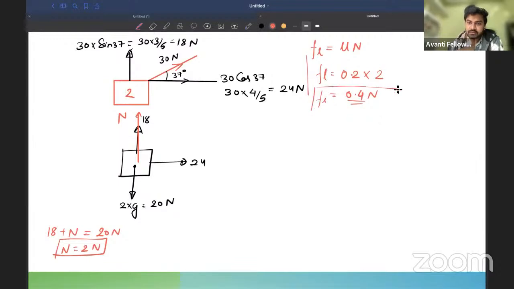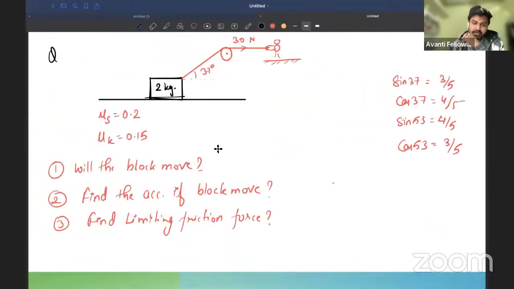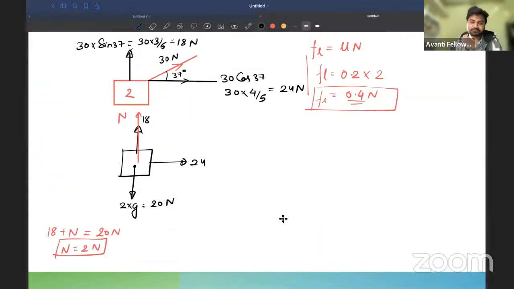FL. This is the limiting frictional force. If I talk about will this block move or not? So answer होगा yes, definitely it will move. Limiting force आ गया, 0.4 newtons. If I talk about find the acceleration if block moves, how much is the acceleration?